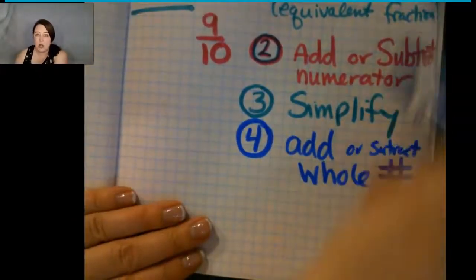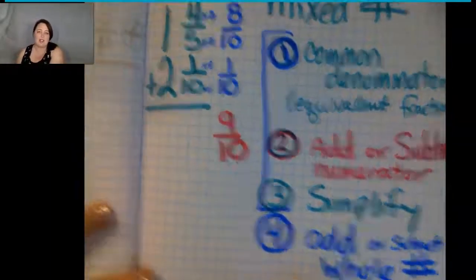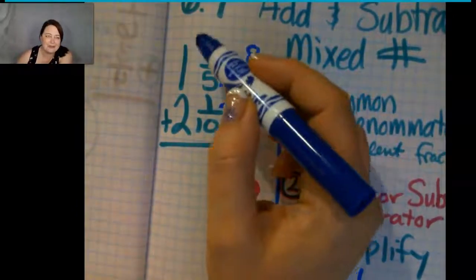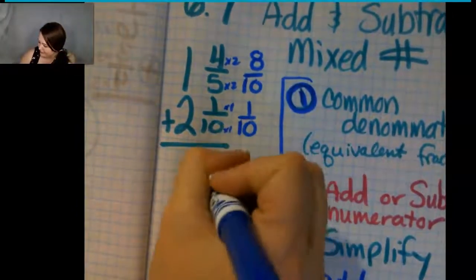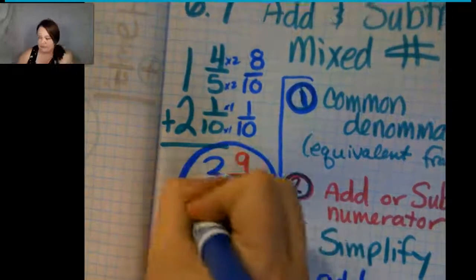So I've dealt with the fraction. 1 through 3 is dealing with the fraction. Step 4 is adding the whole numbers. Now I know it's hard. 1 plus 2, 3. And that's my final answer.